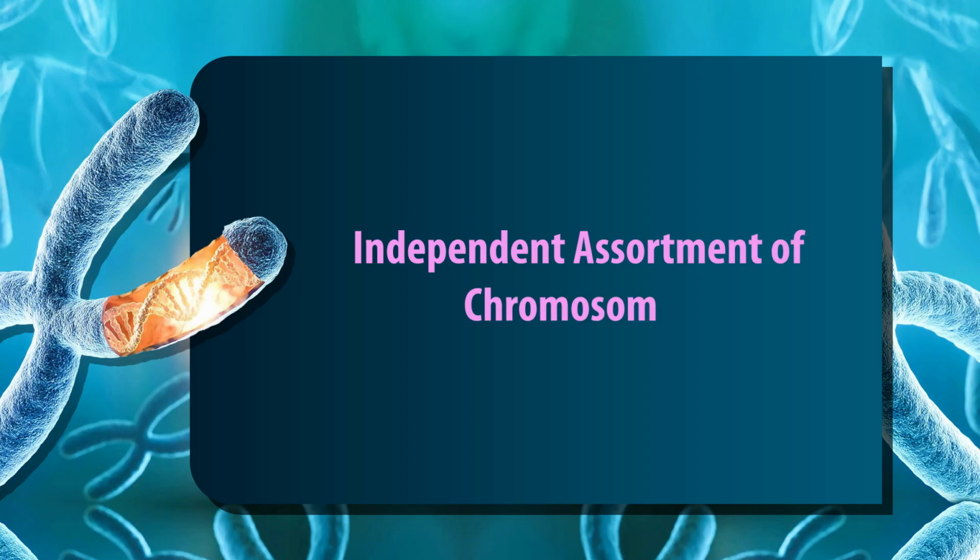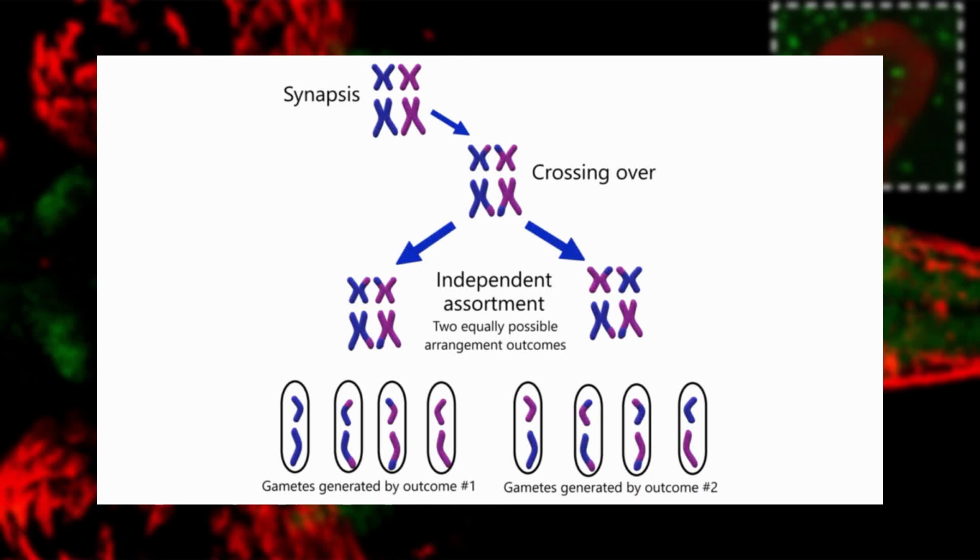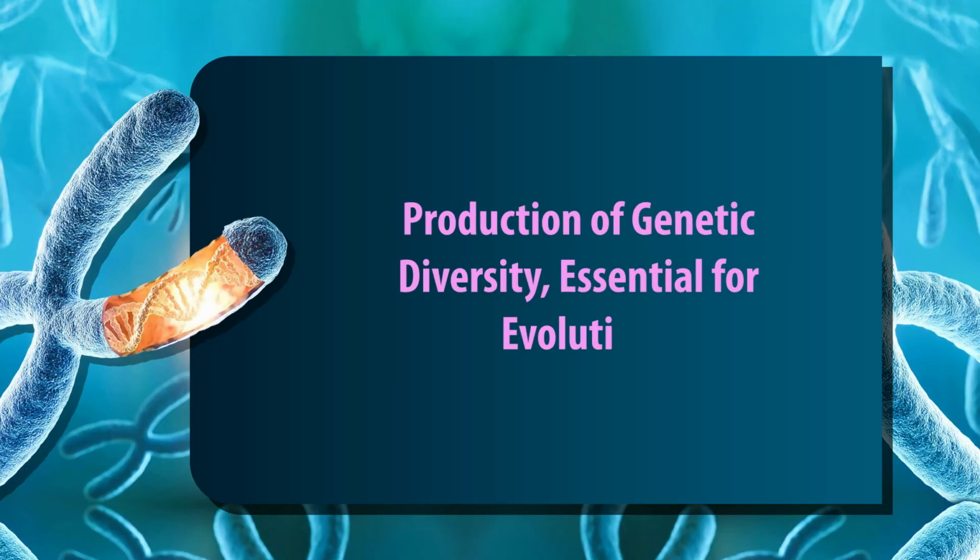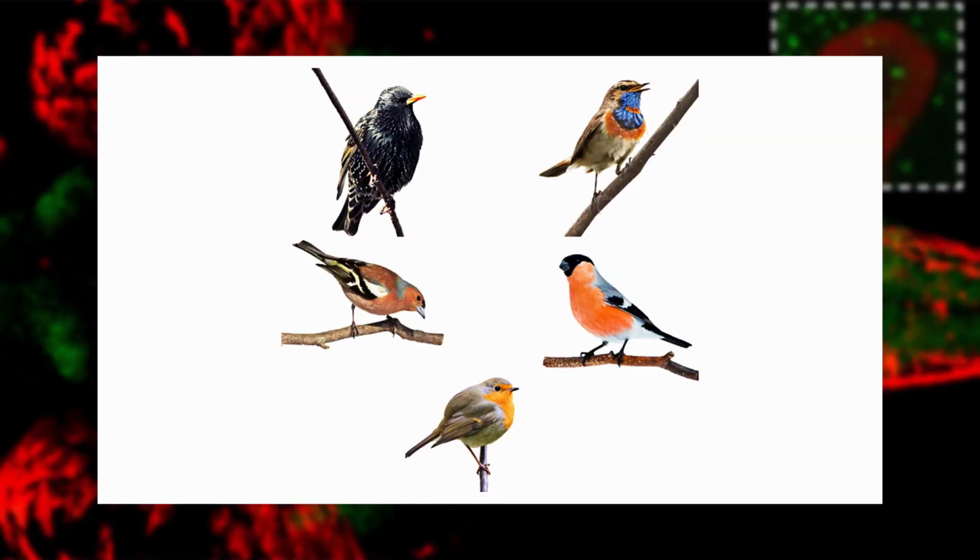Independent assortment of chromosomes. During metaphase 1, homologous chromosomes align randomly, leading to varied gametic combinations. This shuffling, as in egg formation, contributes to genetic variation. Production of genetic diversity essential for evolution. Crossing over and independent assortment generate unique gametes, driving evolutionary change. For example, diverse gametes enable species to adapt to environmental shifts, supporting survival.